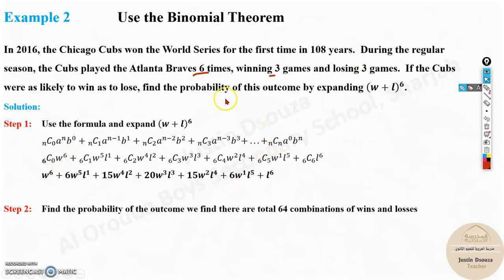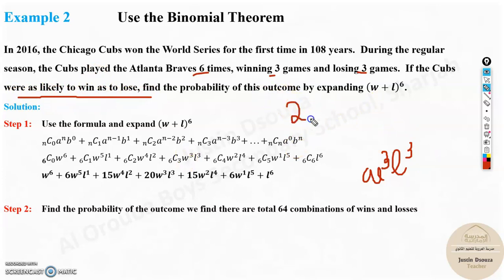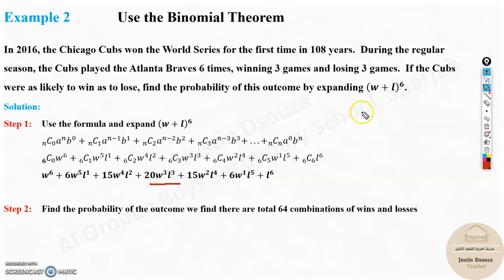Fine. What did they ask us? Winning 3 games, losing 3 games. That means W to the power 3, L to the power 3. See where you get win 3 games and lose 3 games. That means they are as likely to win or lose. Now if it was 2 and 2, W^2, L^2, this is also correct. Why? Because they are as likely to win and lose. Let's see over here. There is only one term with the same powers. That means in this total, 20 is the number of ways they are going to win and lose with the given probability. Okay, so that is about the given probability.